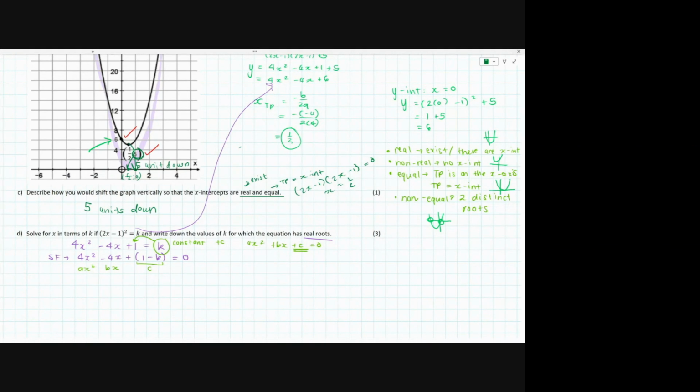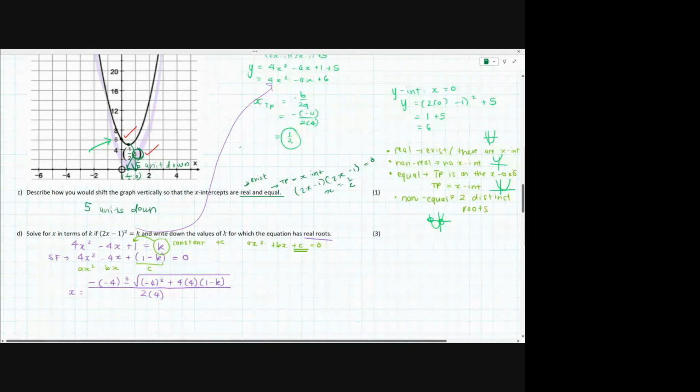And now what we're going to do is use our quadratic equation to solve for x. So x is equal to minus b, so minus negative 4, plus or minus the square root of b squared, negative 4 squared, plus 4ac, which is (1 minus k), all over 2a, which is 2 times 4.